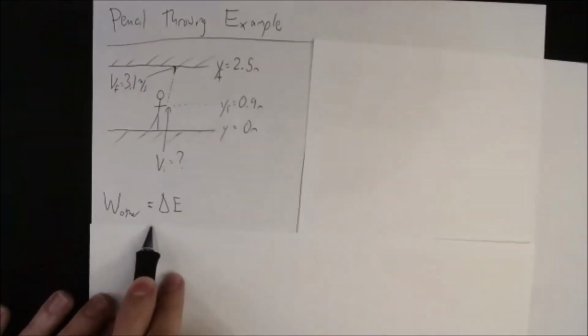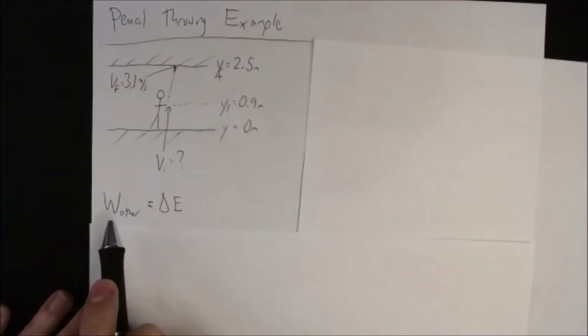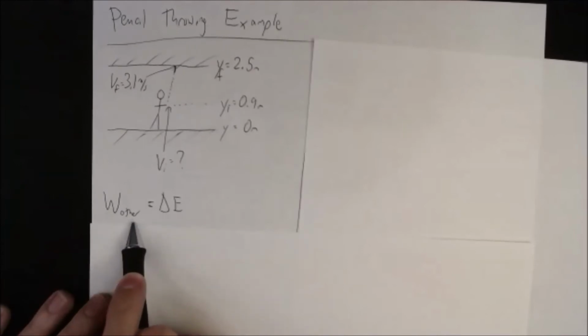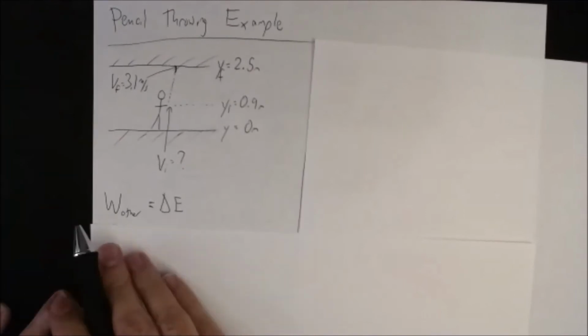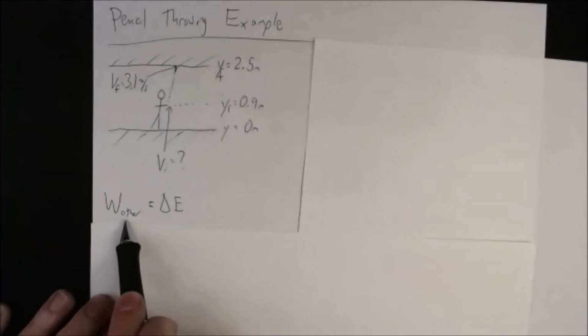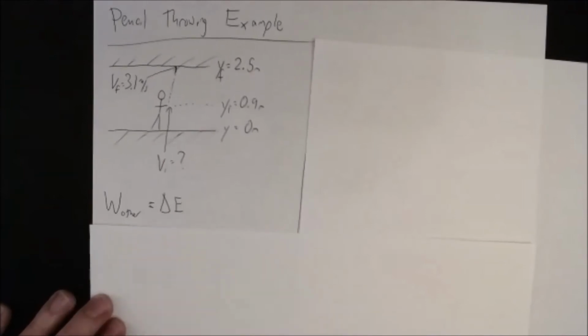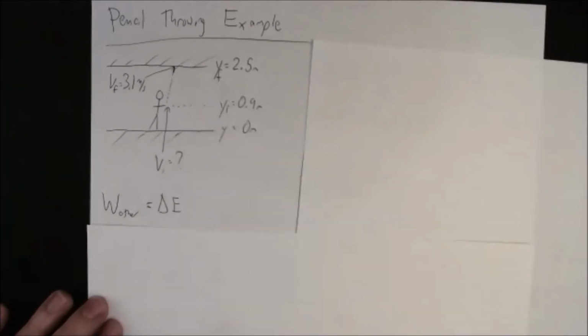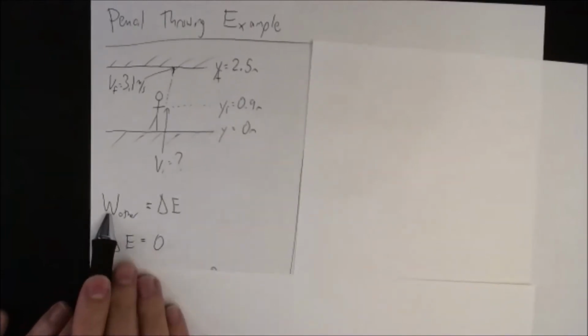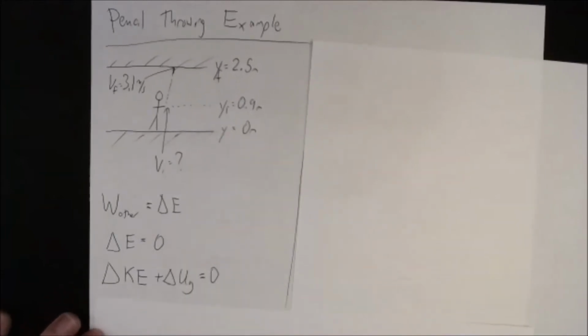The work done by other forces is equal to the change in energy. There are no other forces because we haven't really talked about any other than friction, and I have not given you an example with friction yet, so we're not going to have anything right there. We will by the end of the day. But that's equal to delta E. There's nothing over here, so delta E is equal to 0.